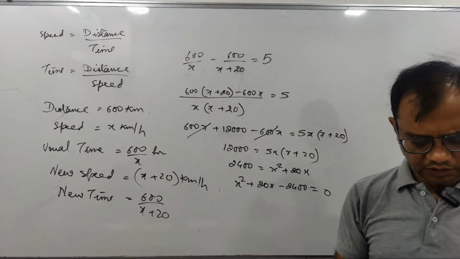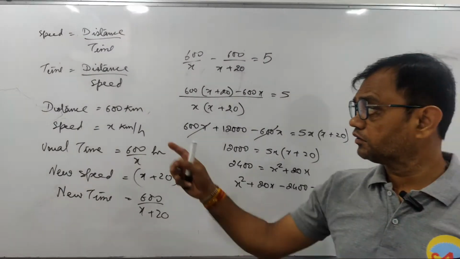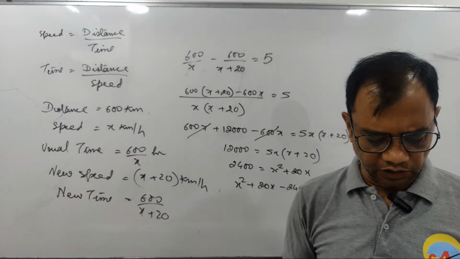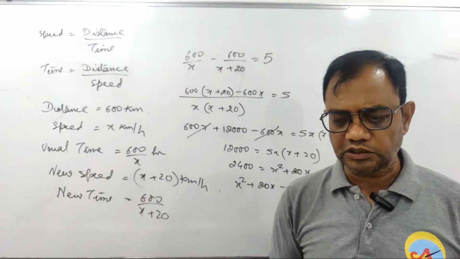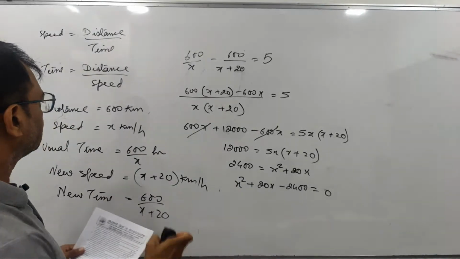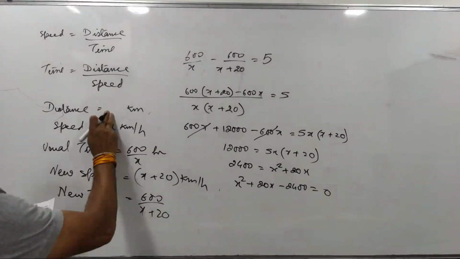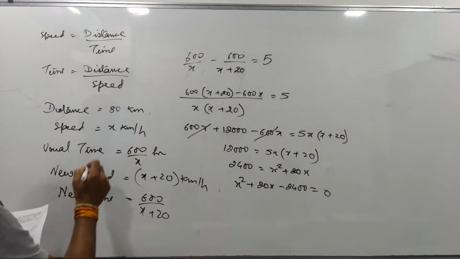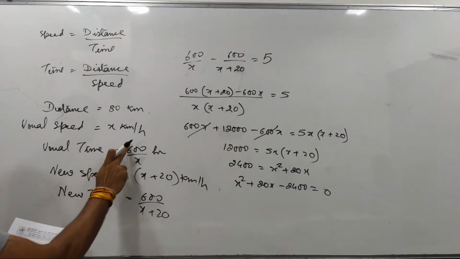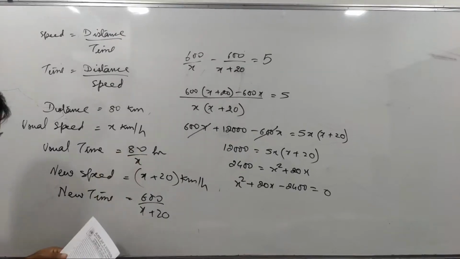Fine. So see, let's say there is a question. Tell me the data. You just rub out the values and you will write it down. A cyclist traveled 80 kilometers from Kharagpur to Jamshedpur at a certain speed. So what is the data? Distance is equal to 80 kilometers and we will keep the speed as x. So let the usual speed be x. So what will be the usual time? 80 upon x.